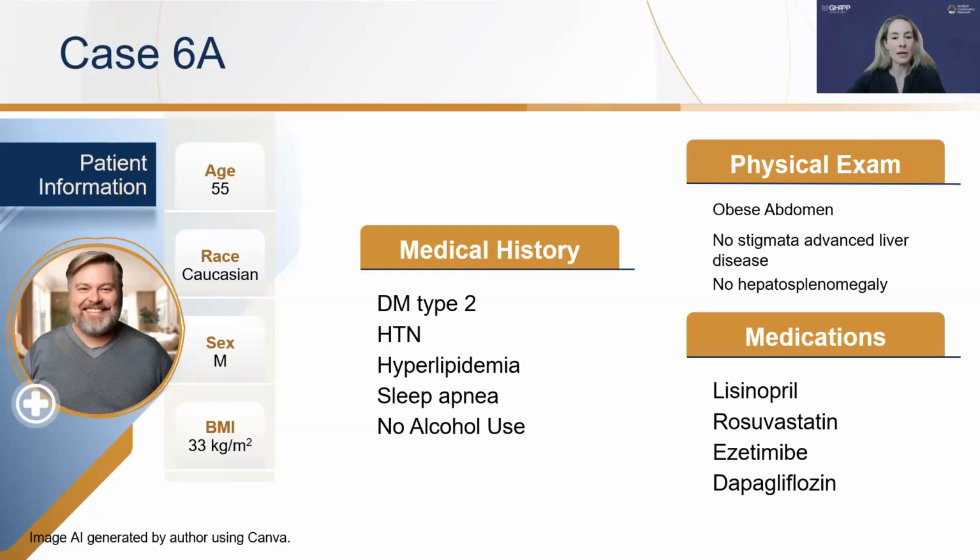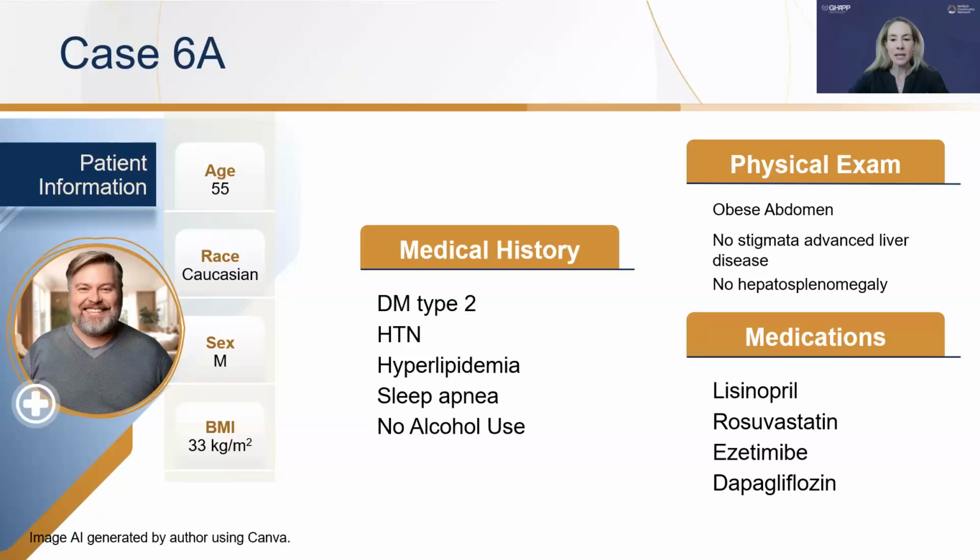So diving in a little further to his past medical history, he has type 2 diabetes, hypertension, hyperlipidemia, and sleep apnea. So multiple cardiometabolic risk factors for MASLD and MASH. He denies any history of significant alcohol use.